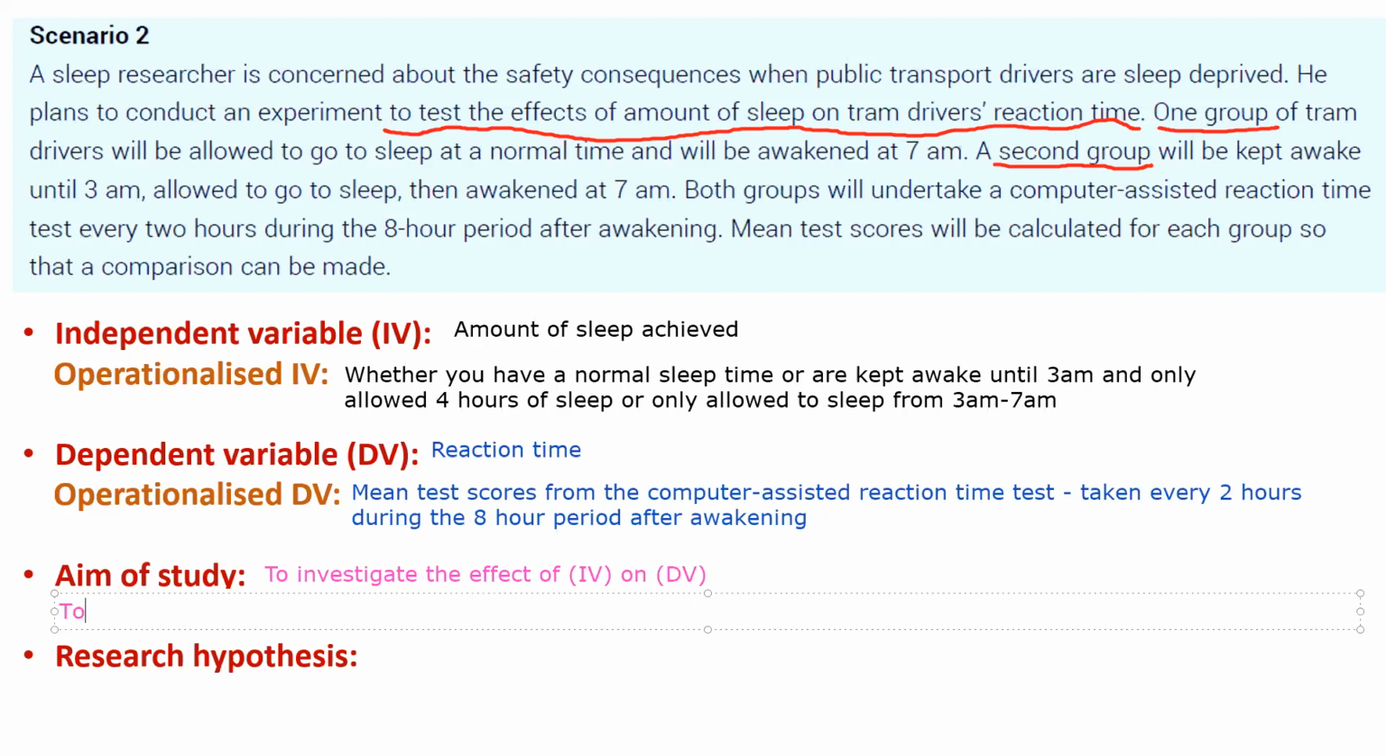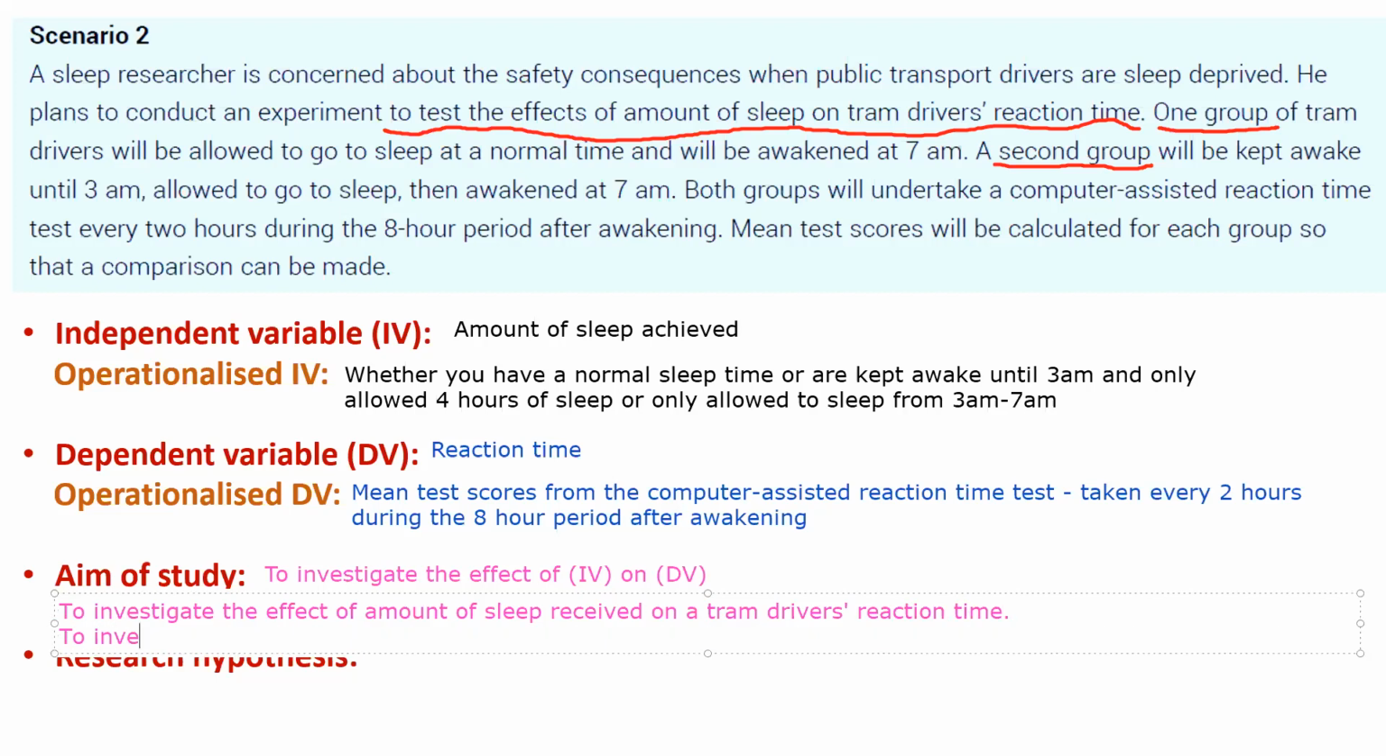So now what we would write is, before we start with the hypothesis, we'll just write our aim. So to investigate the effect of the IV, which was the amount of sleep received. Okay, and remember before I said there are many ways that this could be worded differently, but still be the same, still be the correct answer. So you could even say effect of sleep achieved on the reaction time of a tram driver.